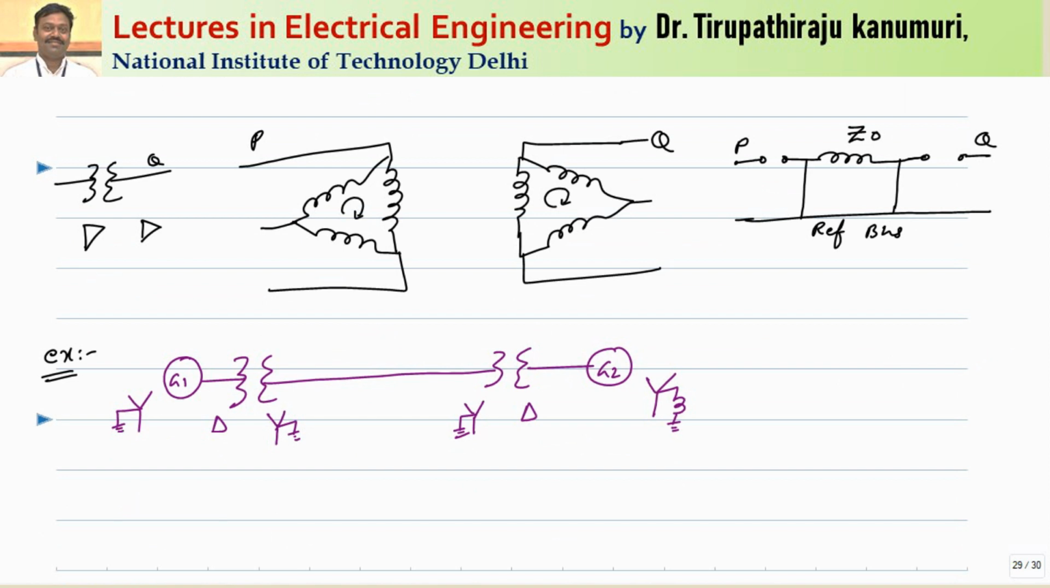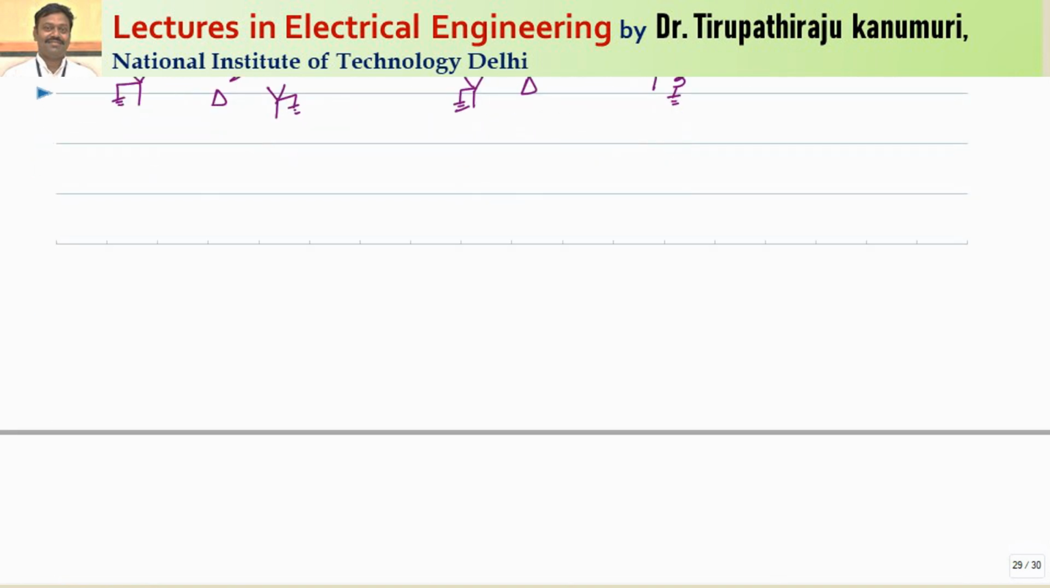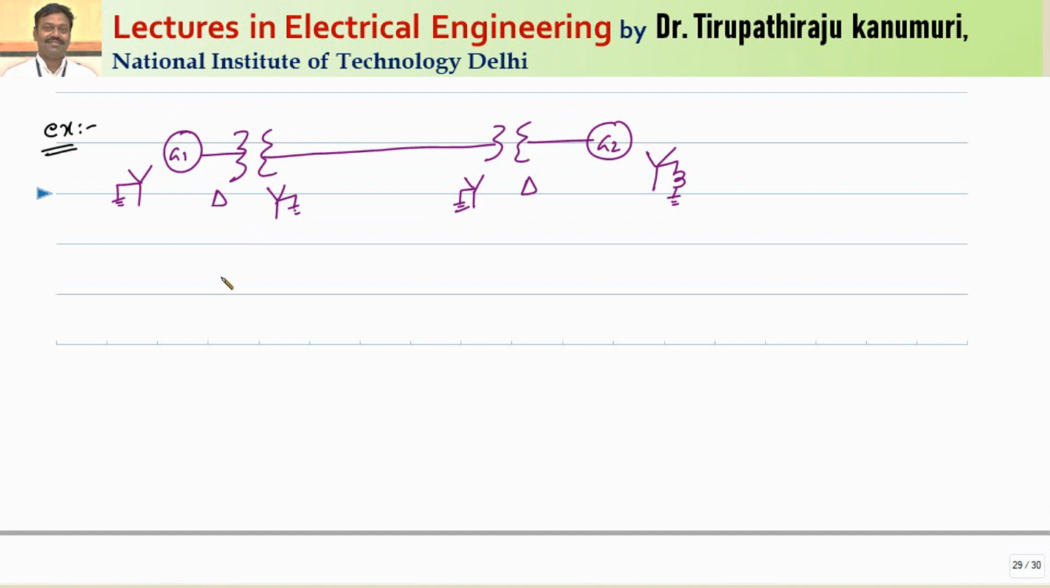So let us take one small example so that you will understand how to draw the zero sequence impedance. For that I am only taking the diagram because of time concern. Whenever we are discussing the numericals, there we will discuss in detail. So here I want to draw the diagram only.